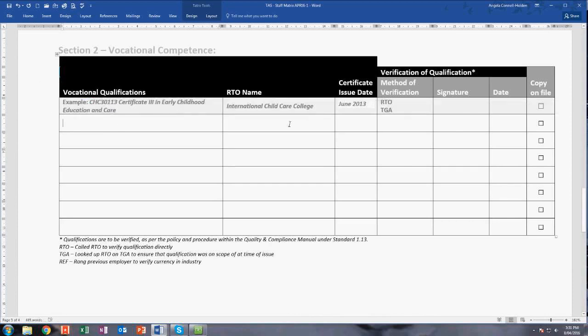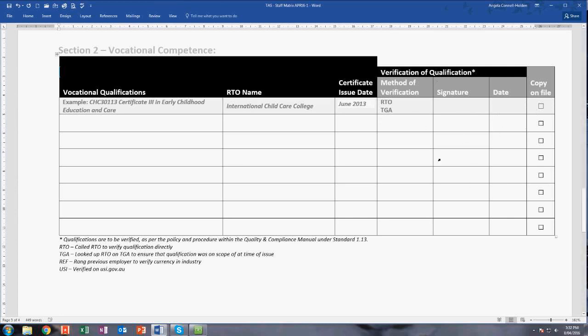So you should put the qual in. Where did they get it? What was the RTO name? What date was the certificate issued? What was your method of verification? Was it through the RTO? Was it through TGA? Was it through USI? We've got a mapping down here on that. So I'm just adding here, this will be updated today, verified on usi.gov.au. Sign it and date it. You should put that on the file as well.